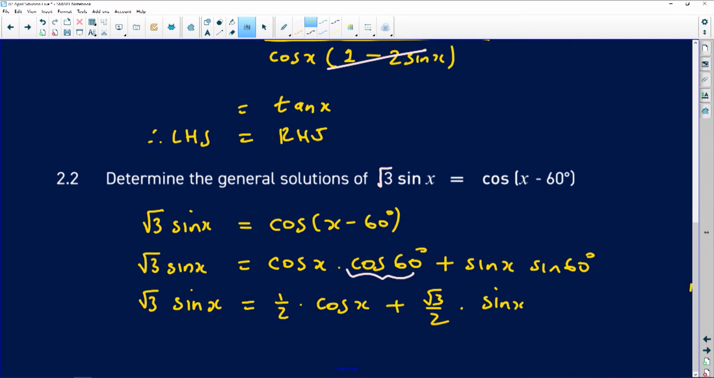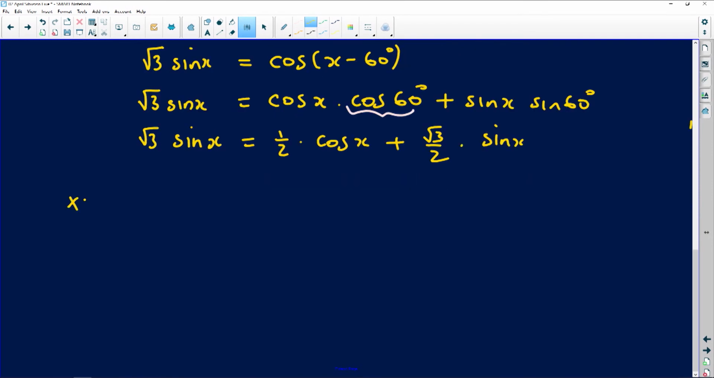So let's see how that is going to pan out. I'll multiply everything by 2. If you double the stuff on the left, you'll get 2 times square root 3 sine of x. If you double a half, you're going to get 1 cosine of x. If you double root 3 over 2, you'll just sit with root 3 sine of x. Right. Now, you will notice that they are friends here.